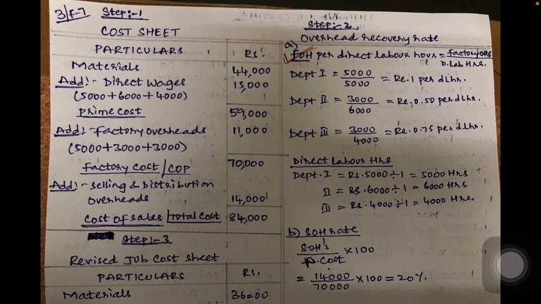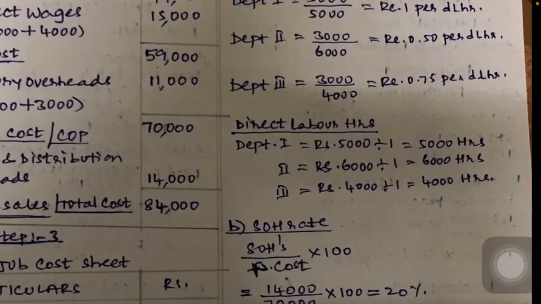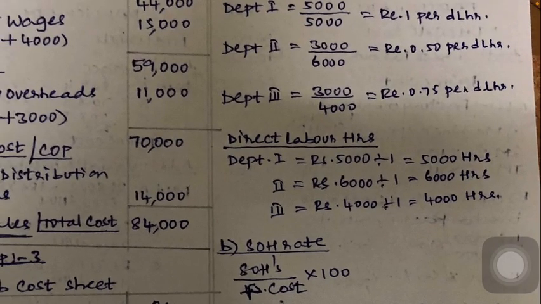Department 1 last year, 5,000 rupees labor charges were paid for 5,000 hours. 5,000 divided by 1 is 5,000 hours. Department 2, 6,000 divided by 1 rupee is 6,000 hours. Direct labor hours calculation: 4,000 divided by 1 rupee, 4,000 hours. So labor hours, the amount of work done in department 1, 5,000 hours. Department 2, 6,000 hours. Department 3, 4,000 hours.